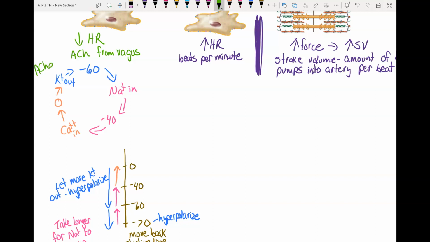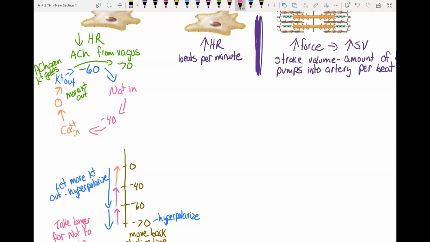Acetylcholine opens potassium gates. And when that happens, you have more potassium out. And so instead of going to -60, you hyperpolarize. Now, it's not always necessarily exactly -70. I'm just using that number as an example to give you the idea that you hyperpolarize. You make it more negative.